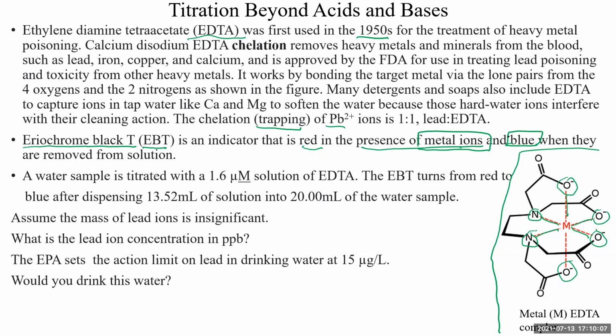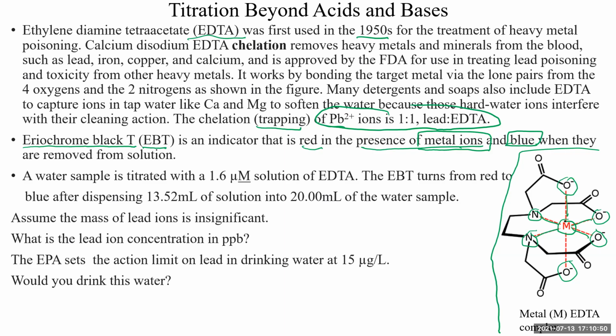But in this case, the equivalence point is not the equivalence between hydrogen and hydroxide ion, but it's the point at which the moles of EDTA equal the moles of your metal ions. It's a 1-to-1 ratio. Every EDTA molecule traps exactly one metal. So if you know how many moles of EDTA you used, then at the point that this EBT indicator turns blue, you will know exactly how many moles of ion, in this case lead ion, you had in your sample of water.